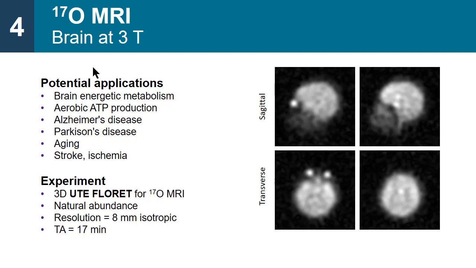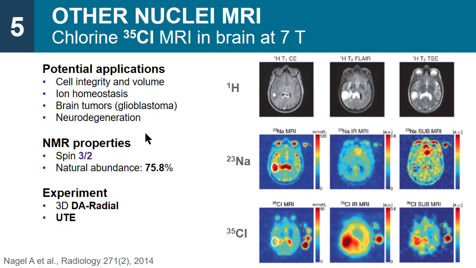And this is just to show you, we're trying to do the same, but at 3T. This is natural abundance. We don't give anything to the patient. We use an ultra-short TE sequence at 8 millimeter resolution and 17 minutes acquisition. We can get some signal.